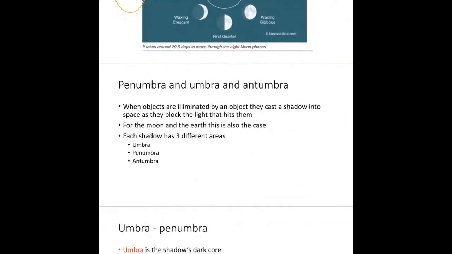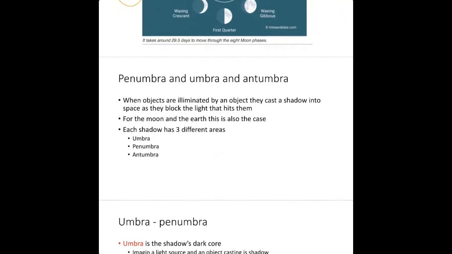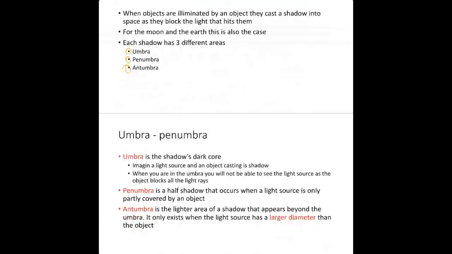Okay. Now, when we talk about eclipses, we first have to define some words like penumbra, umbra, and antumbra. Now, when objects are illuminated by a light source, what happens? They cast a shadow into space, because they block the light that hits them. For the Moon and the Earth, this is also the case, and so we talk about three types of shadows: the umbra, the antumbra, and the penumbra.